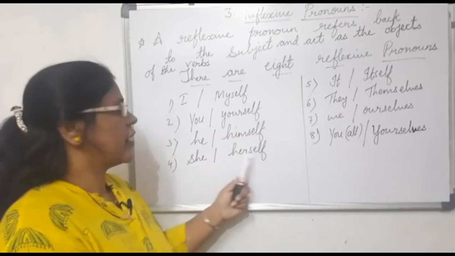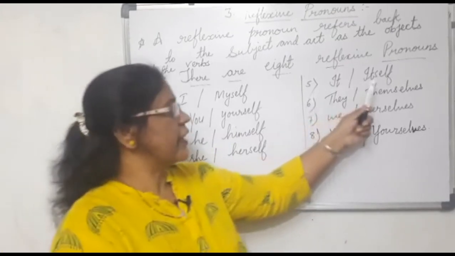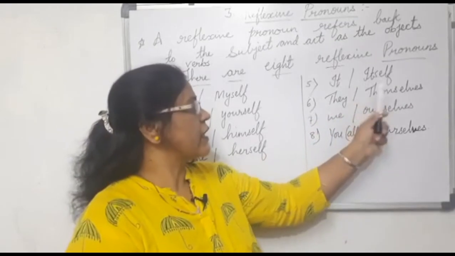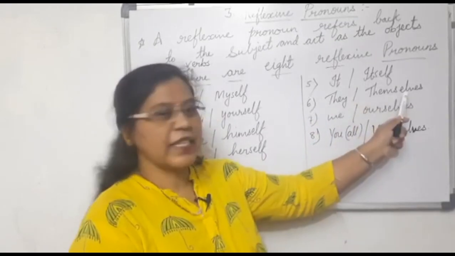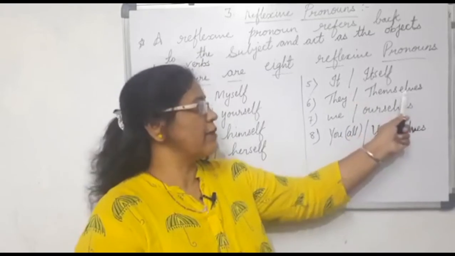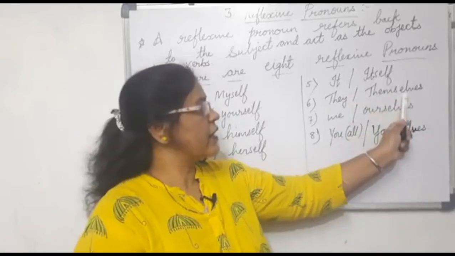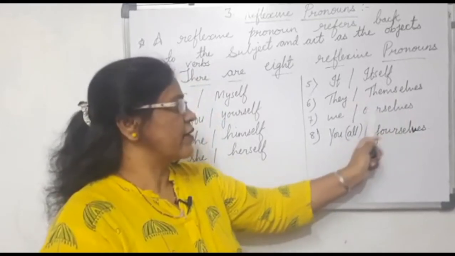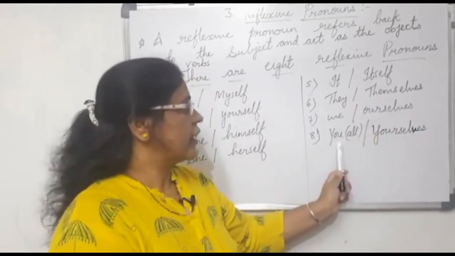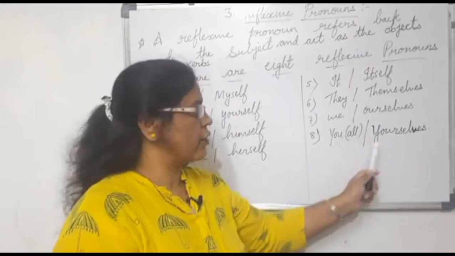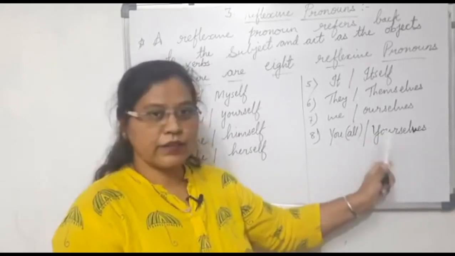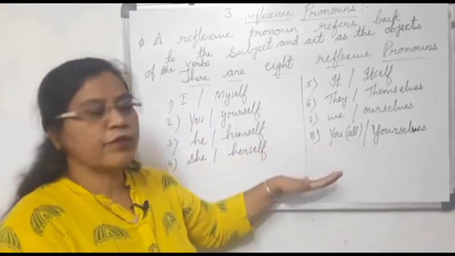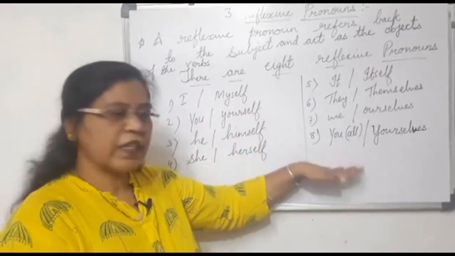It, itself, for things. When we are referring to things, we can use it, itself. They, themselves, is the plural form. Self is singular, selves is the plural form. We, ourselves. Then you, referring to all, is yourselves. Understood? So in this chart there are a total of 8 reflexive pronouns. You have to remember this, learn it and know it by heart.